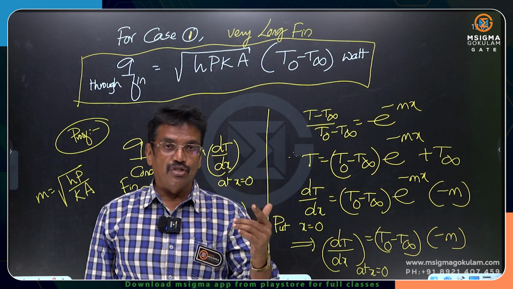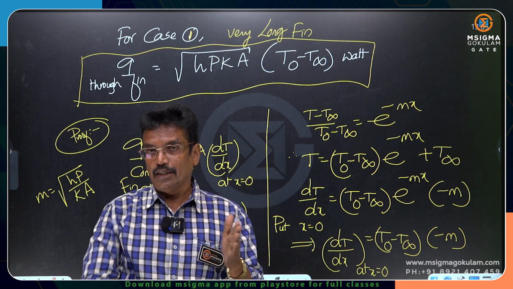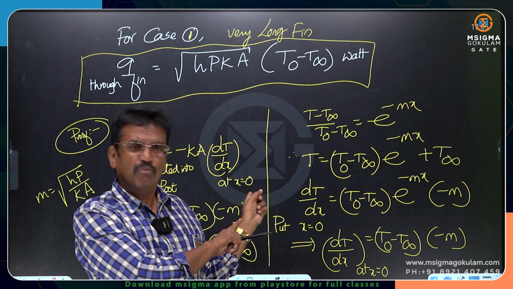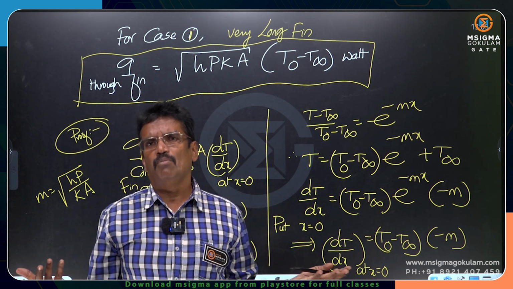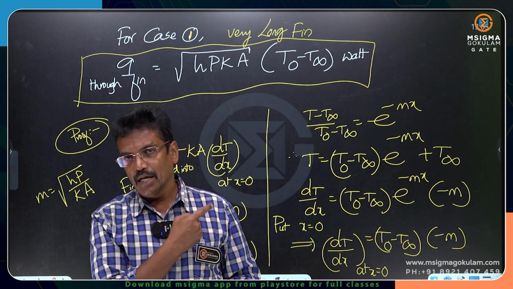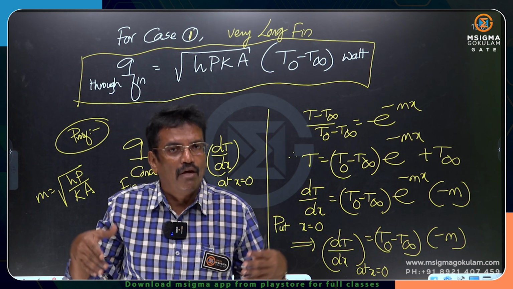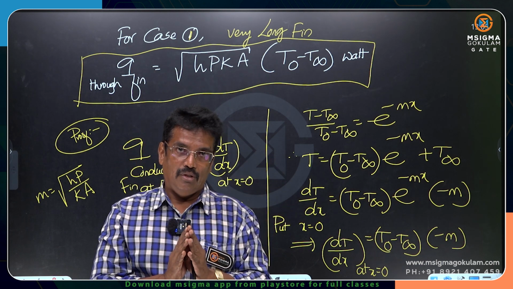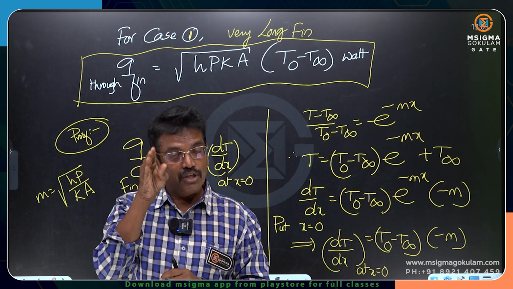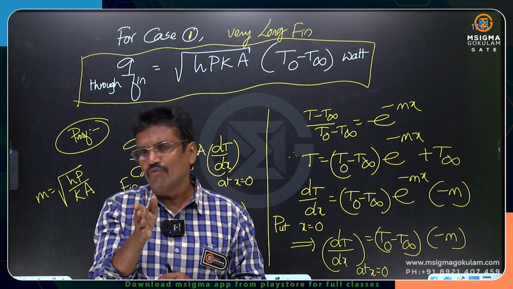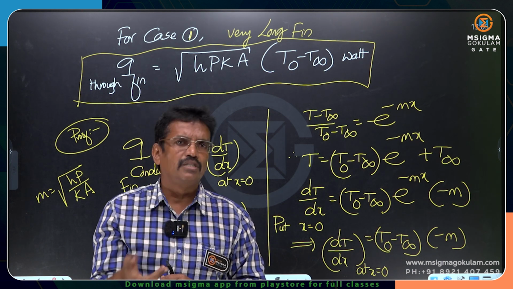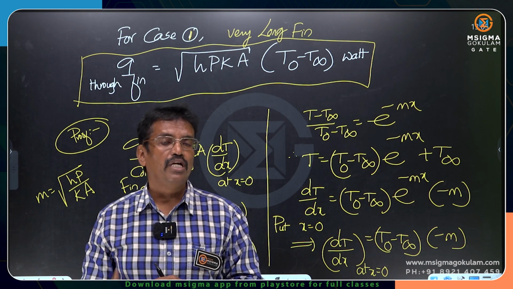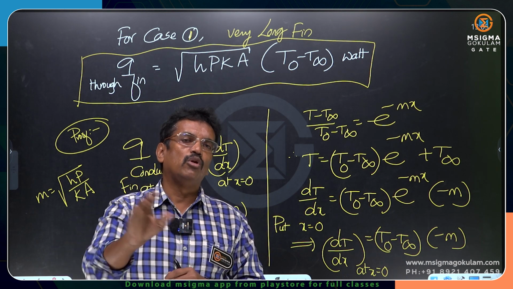There are 2 other cases: the fin is finite in length with the tip insulated, and the infinitely long fin. The case we have done is theoretically not important because we never use a very long fin. We always design short fins. Please keep in mind that we always try to design moderately short fins only. Long fins are uneconomical; it is a waste of money and material. So case 2 is very important. Almost in every fin problem, we will be writing case 2.